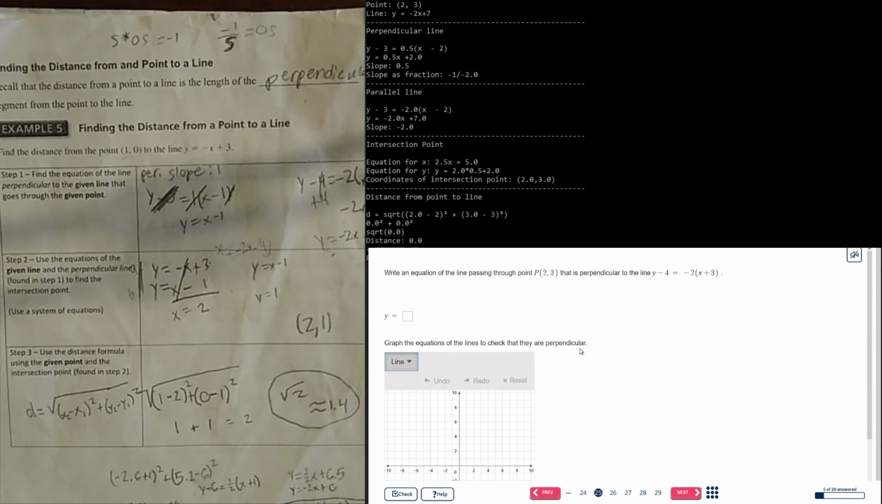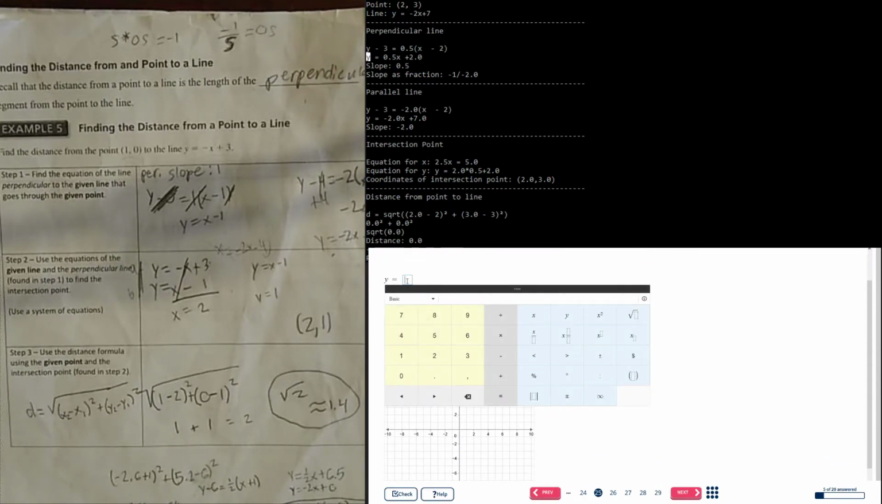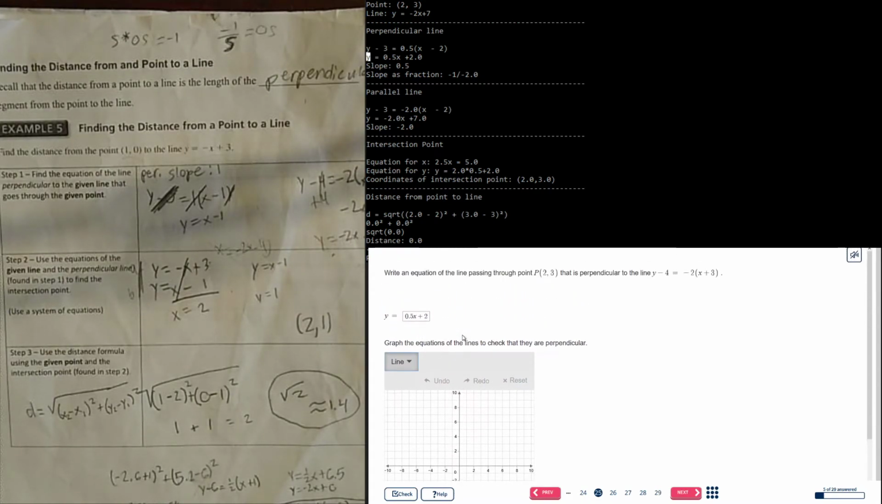And now, as you can see here, we have all this information, but what we want is the equation of the perpendicular line. So y equals 0.5x plus 2. So y is 1/2 x plus 2. So now we're going to graph this. 0.5x plus 2 is our equation. And then we can graph it.